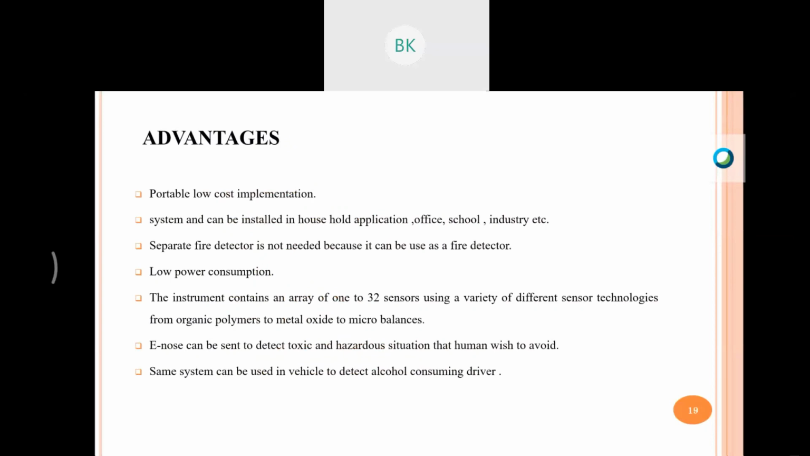Now about the advantages. The main advantages of our project are its simplicity and low cost. It has low power consumption and can be installed in household applications, offices, or industry. It can also be used as a fire detector. It has an array of 1 to 32 sensors using a variety of different sensor technologies, from organic polymers to metal oxide to microbalances. It is very efficient and can also detect toxic and hazardous gases. It can also be used in a vehicle to detect alcohol consumption.